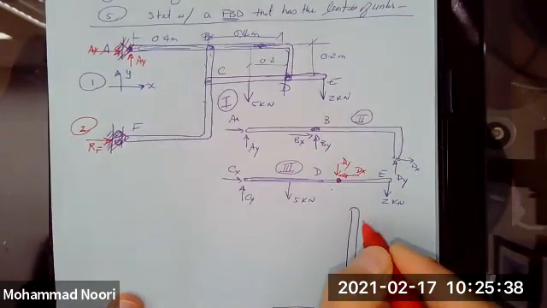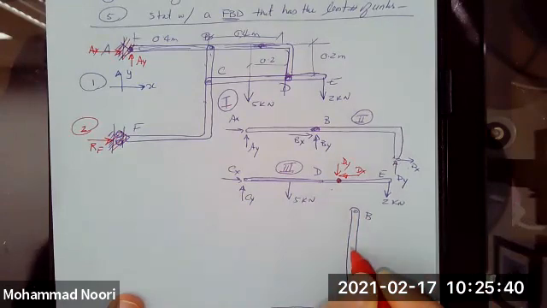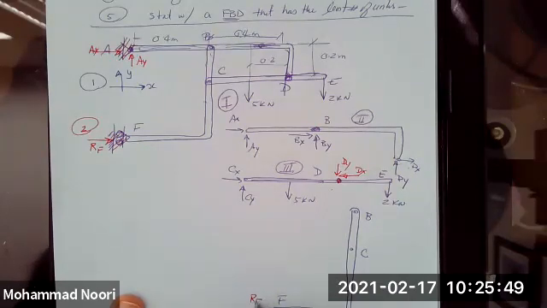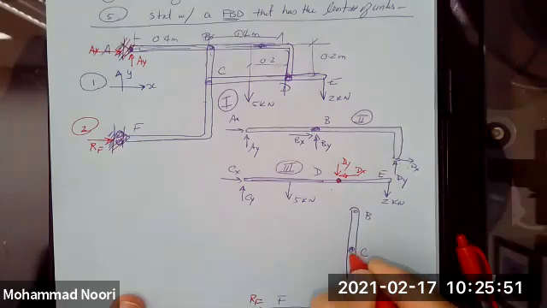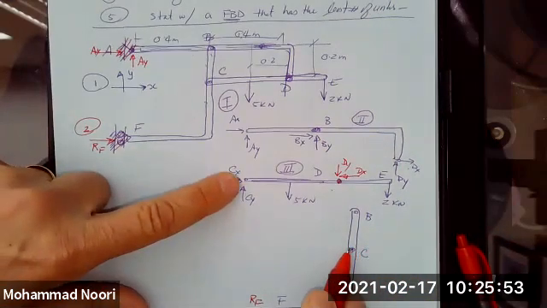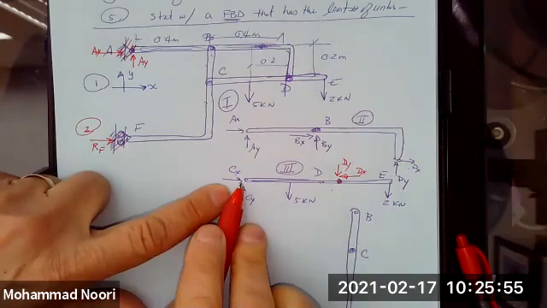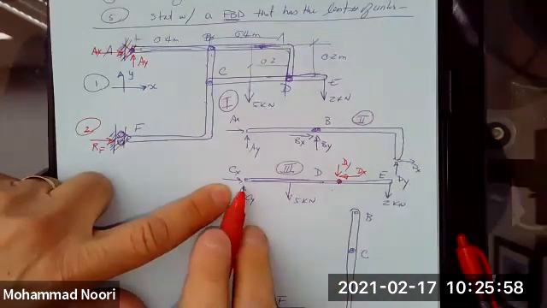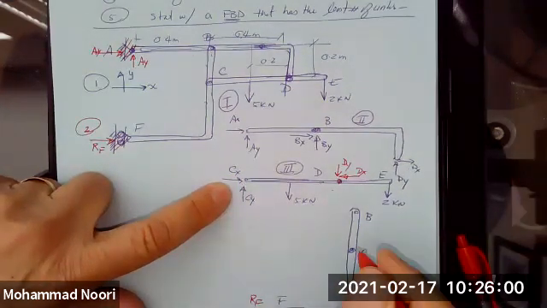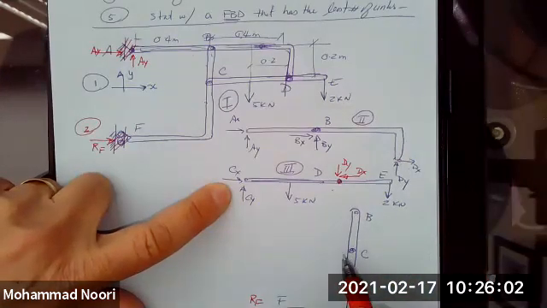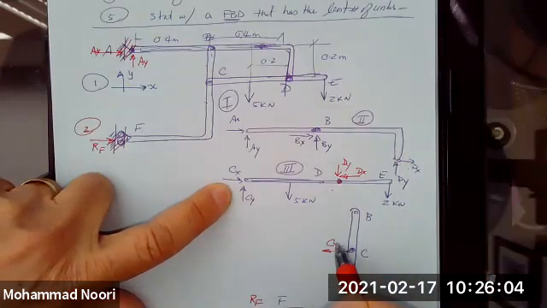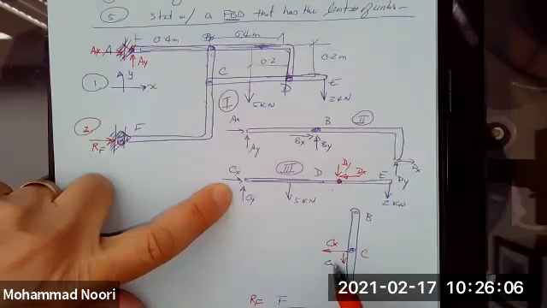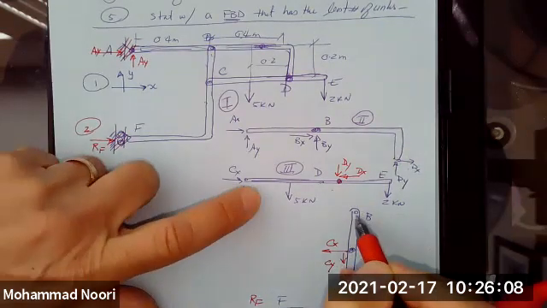Member B, C, F. On this end, we already know this is the assumed direction. At C again, it is a point of connection of these two, right? You assume that CX and CY are in this direction on this member, so you need to put them in the opposite direction here, CX, CY. Same thing at B.